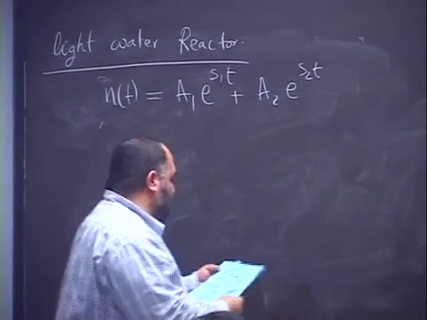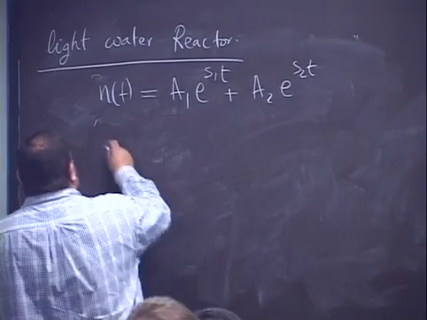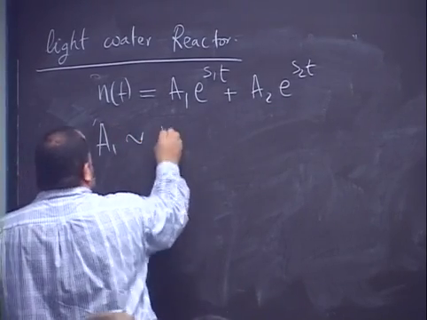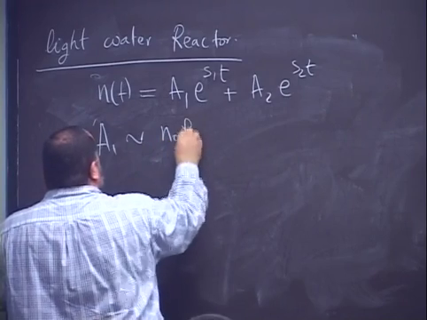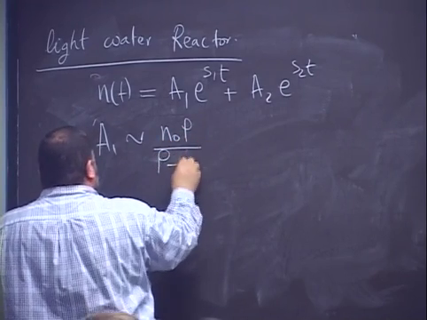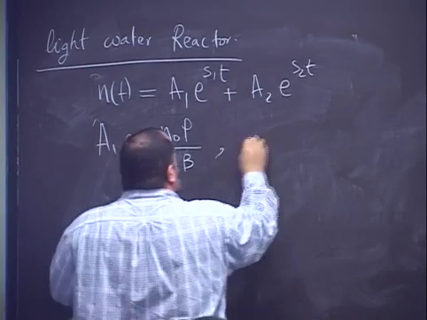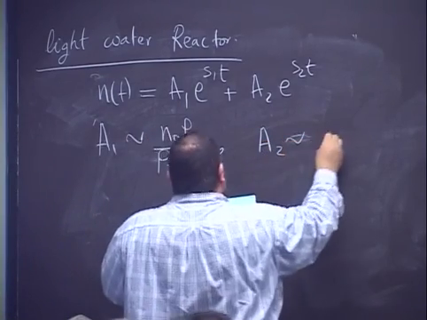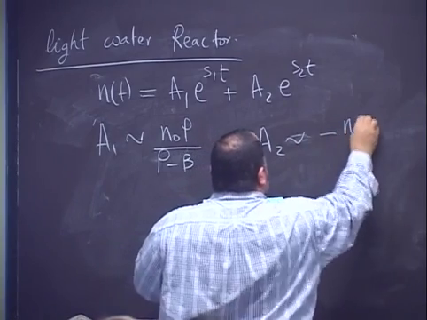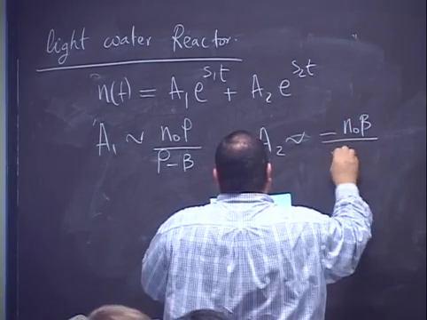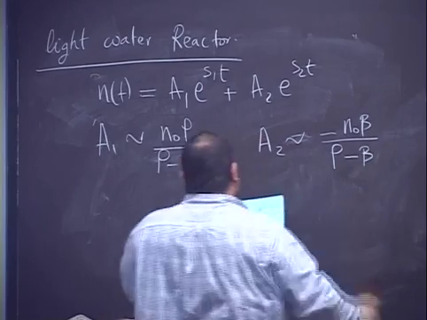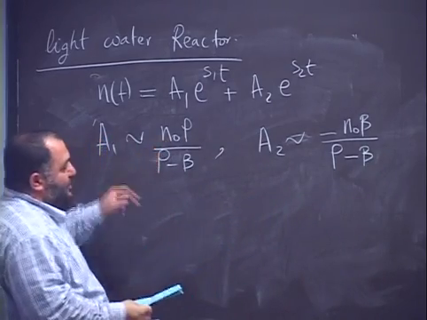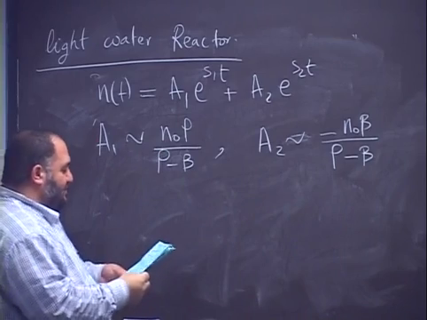So you can solve those, and you will figure out that A1 is nearly N naught multiplied by rho divided by rho minus beta, and A2 is nearly negative N naught beta divided by rho minus beta, where N naught is the initial neutron population inside the reactor.